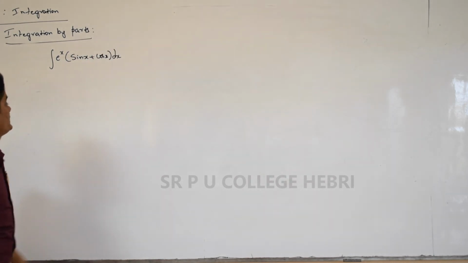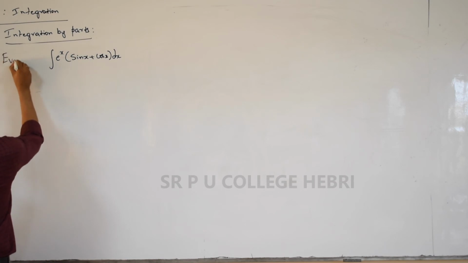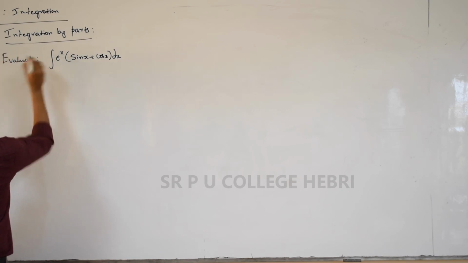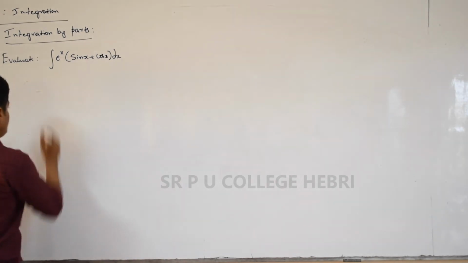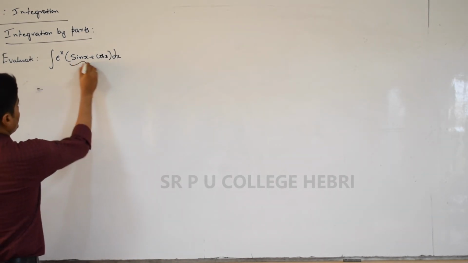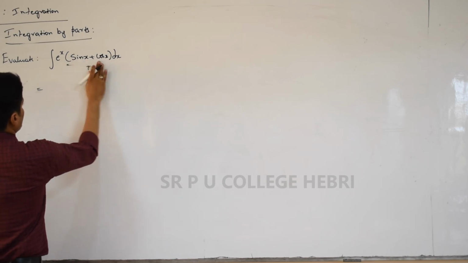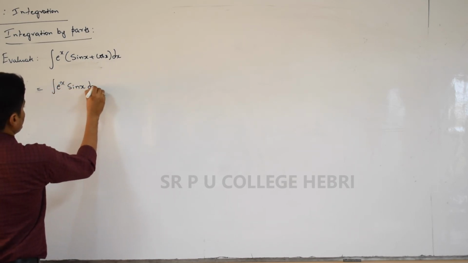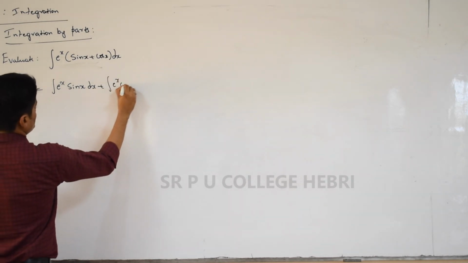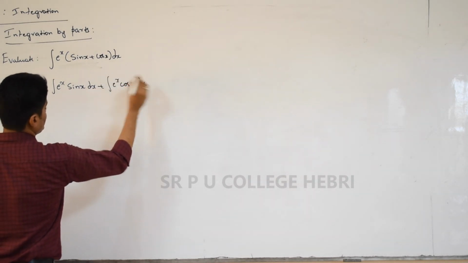Suppose you want to integrate this, evaluate. The question is like this, an integration by parts problem actually. Evaluate the integration of e power x into sin x plus cos x. Yes, fine. So how do you start? You will take this as a first function, or better to separate it: e power x into sin x dx plus e power x into cos x dx.